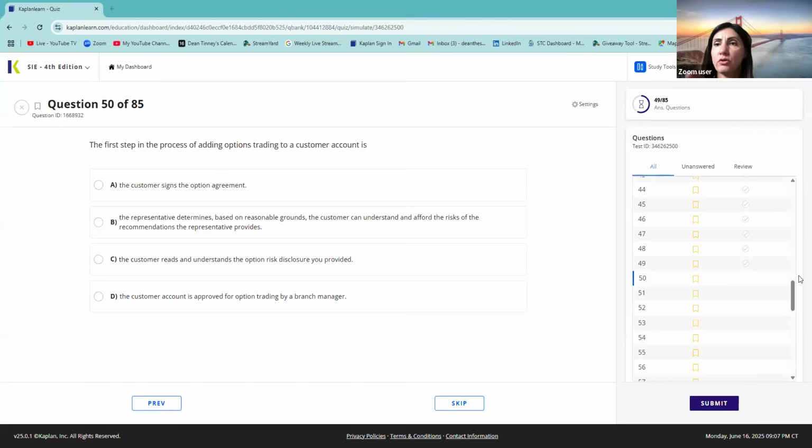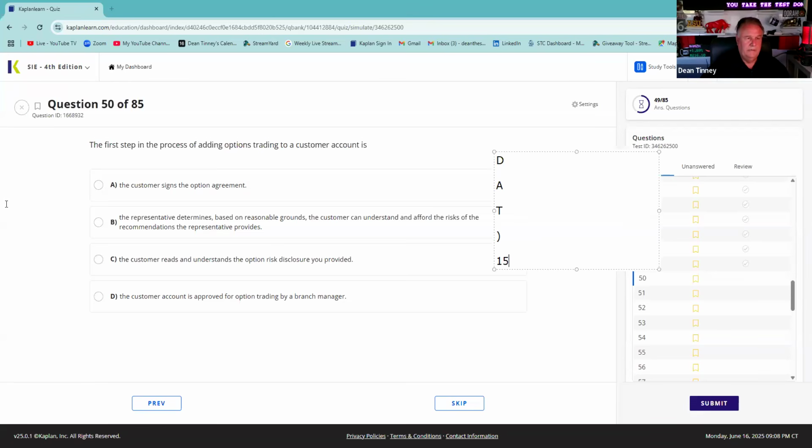Based on reasonable grounds, the customer can understand and afford the risk of the recommendation. This is a good one. Yeah, that's very good. The customer needs and understand the option risk disclosure you provided. The customer account is approved for options. I think B will be the first. Right on, right on. It is indeed B. This is very testable.